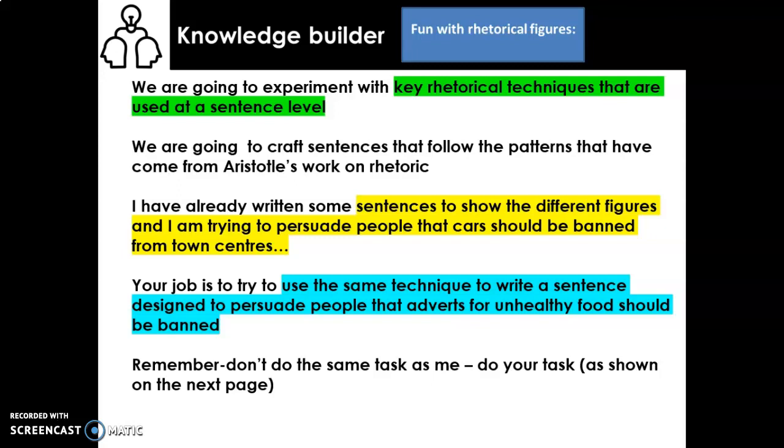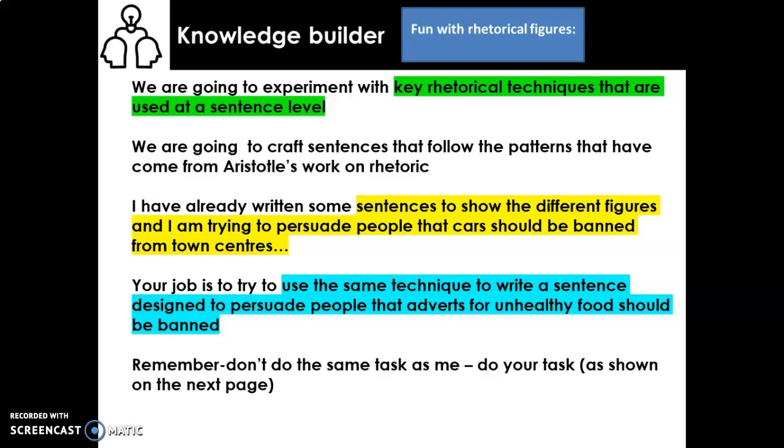Now, what you're going to see, so we've got to get used to this colour. Anything in yellow, that's me, I'm doing it. Your job is to do the bits in blue. So as we start to work through these, I'm going to give you a yellow example. I've already written some sentences to show the different figures. And I'm going to use the topic of trying to persuade people that cars should be banned from town centres.